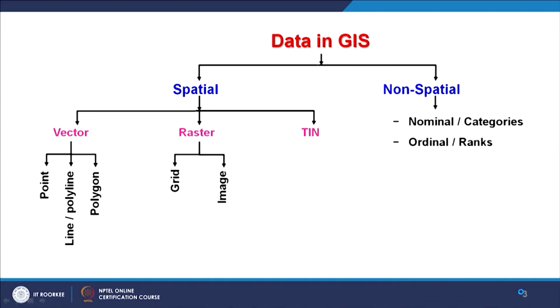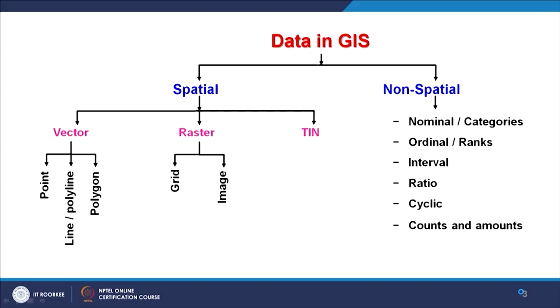Now under the non-spatial category, we have various types of non-spatial data. One is nominal or category data, then ordinal or ranks data. We will have a separate discussion on this part also. Then interval data, ratio data, and cyclic data, and the last one is counts and amounts. So these six types of non-spatial data have so far been implemented in GIS.